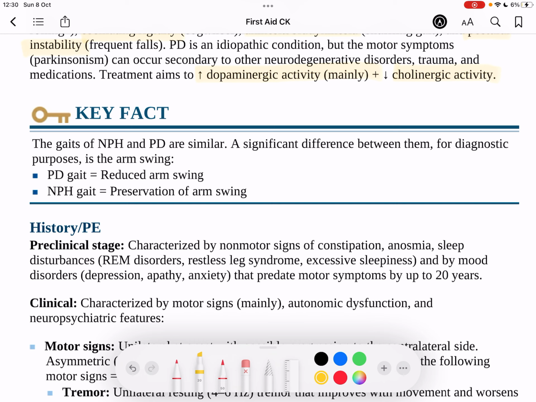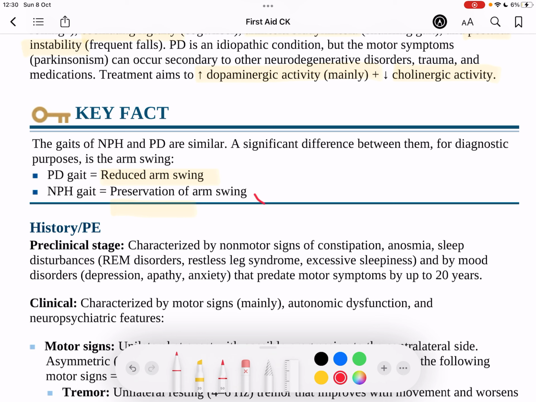Just a quick key fact for us to know is that the gait, which is the movement of someone when they're walking, of normal pressure hydrocephalus and Parkinson's disease are similar. A significant difference between them for diagnostic purposes is the arm swing. In Parkinson's disease, they have this akinesia, they get this reduced arm swing. But in somebody with normal pressure hydrocephalus, they actually preserve the arm swing. Of course, for the purpose of your board exams like USMLE or whatever else you're going to be doing, there's going to be lots of other signs as well.